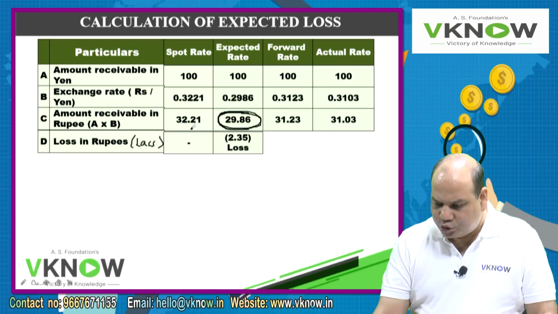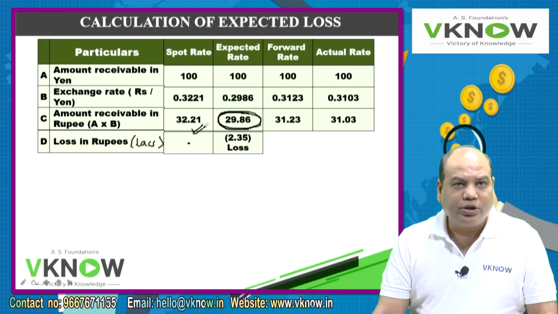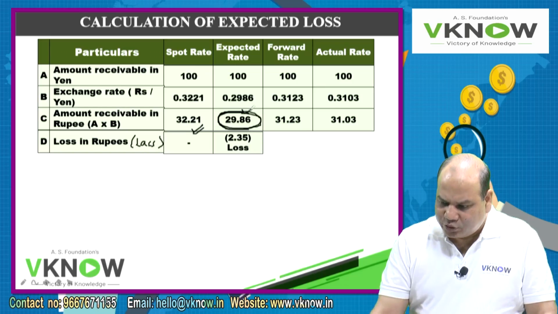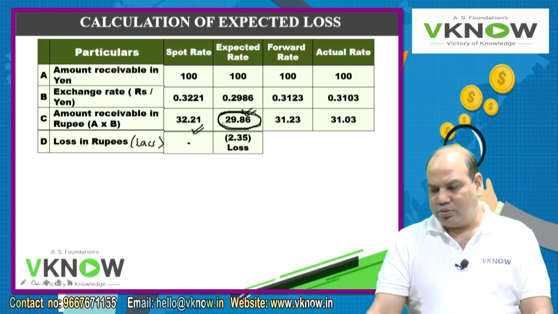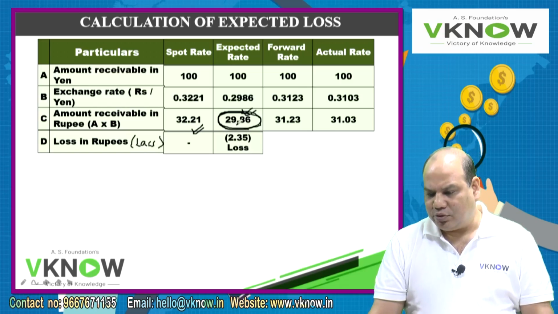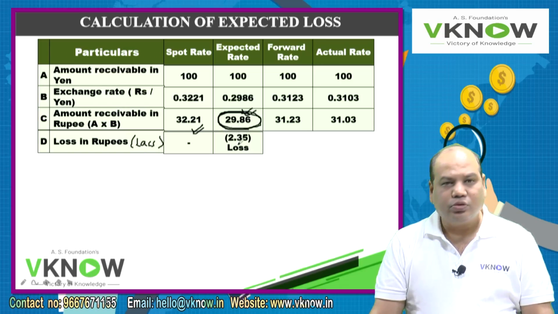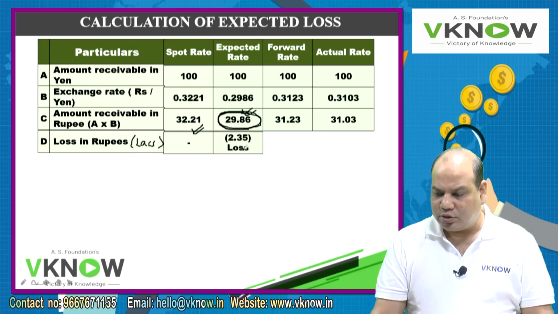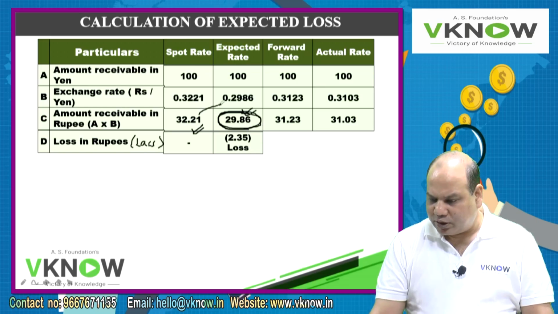Understand, you are supposed to receive 32.21, but at expected rate you are expected to receive 29.86. So therefore you will receive less rupee. Less inflow means loss. 2.35 lakh rupees loss. Now you compare this.